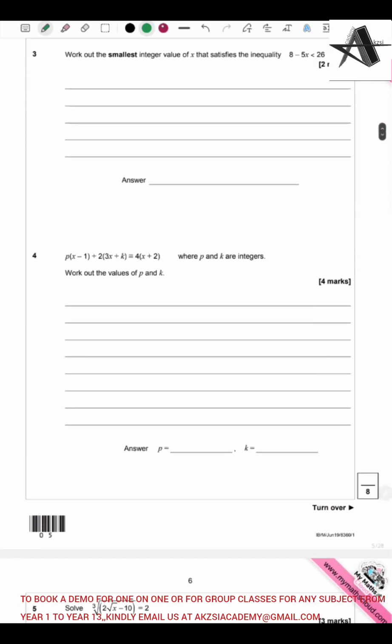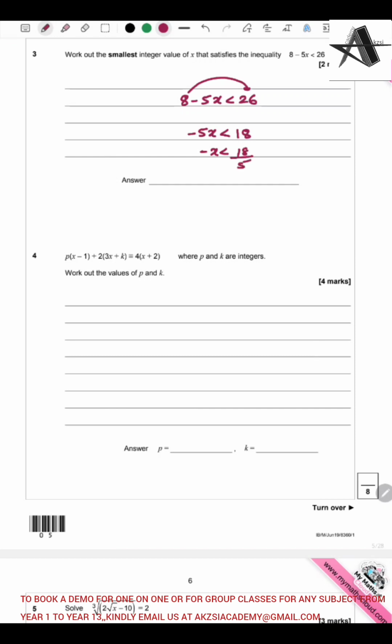Question number 3. Work out the smallest integer value of x that satisfies this inequality. Any inequality is solved just how we solve any equation. So if this is the inequality, 8 minus 5x less than 26, that means I need to isolate x. That's how we solve any equation. To isolate it, I need to move the 8 to the other side. Minus 5x less than 26 minus 8. 26 minus 8 will give you 18. Now divide both sides by 5: minus x less than 18 over 5.